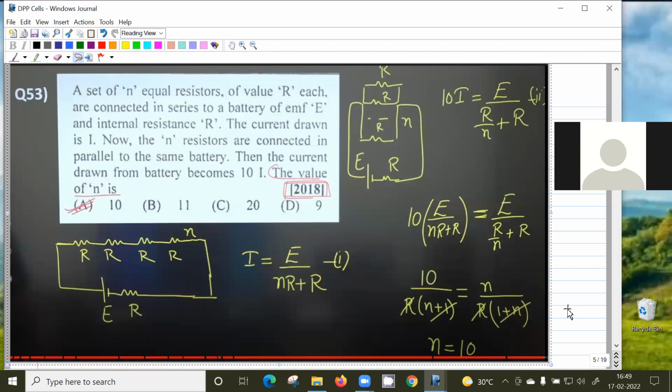See, these two equations are correct, no? 1 and 2. Okay. So I have to find small n, the number of resistors connected in series and parallel. So everything will cancel if I divide these two. N equal to 10. Okay.